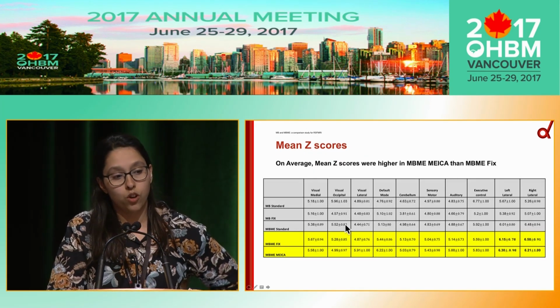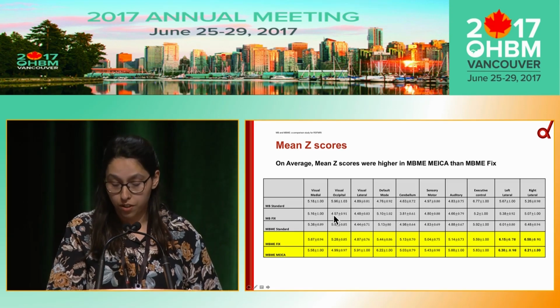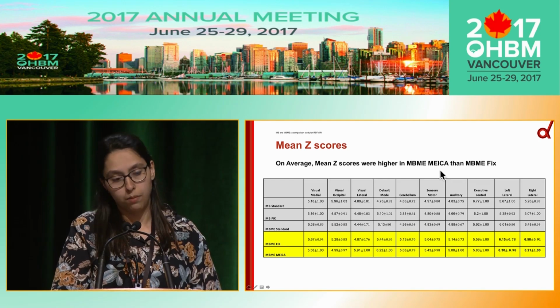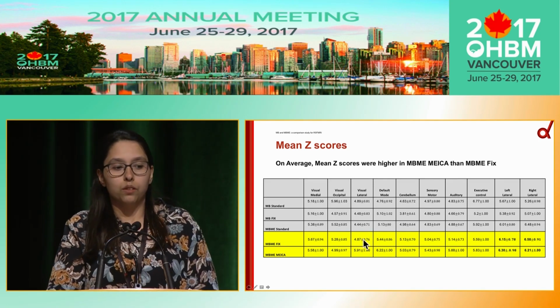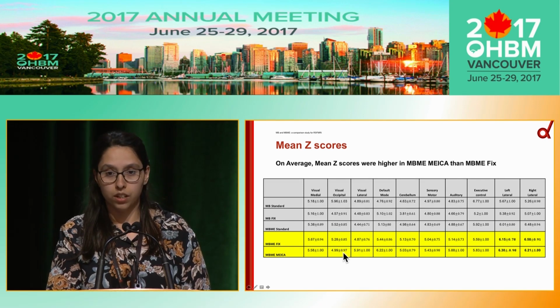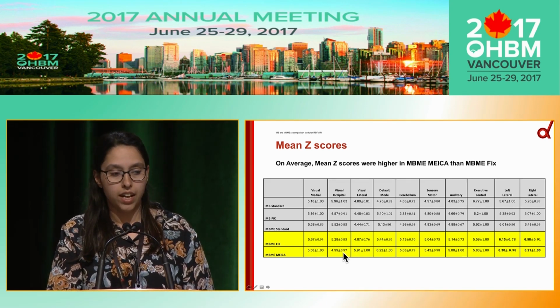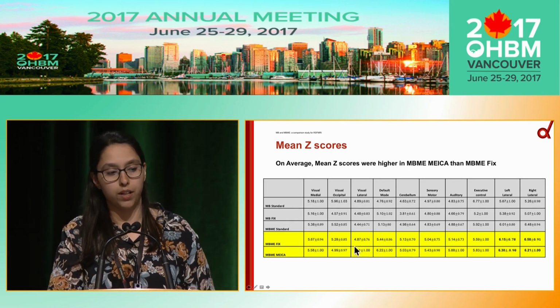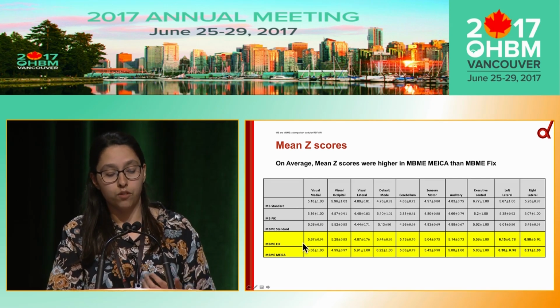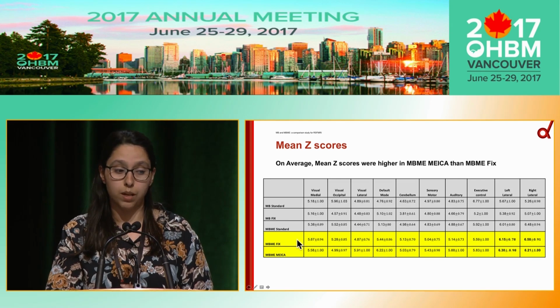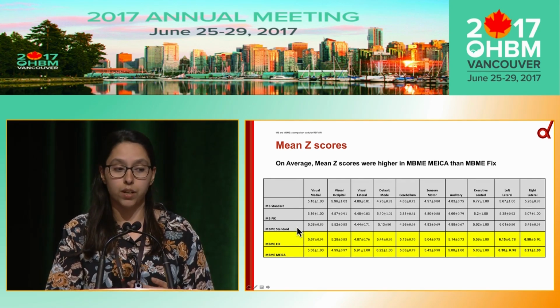What we found was that, on average, mean z-scores after dual regression were higher in multiband multi-echo MEICA than in multiband multi-echo FIX. One reason we think is that multi-echo ICA is removing a lot of signal variation from the data, which gives high z-score values all across the brain. But if you just want to see which has the higher z-scores between the sequences, then multiband multi-echo has higher z-scores in comparison to multiband.